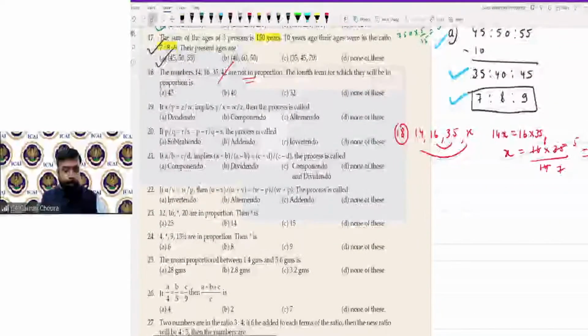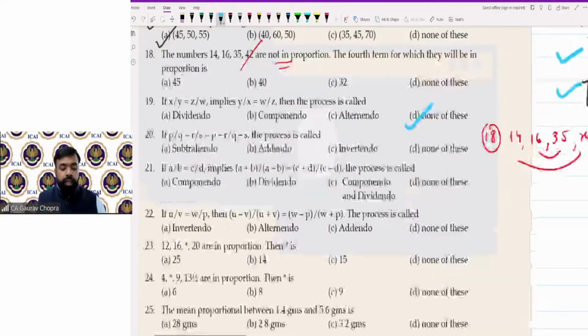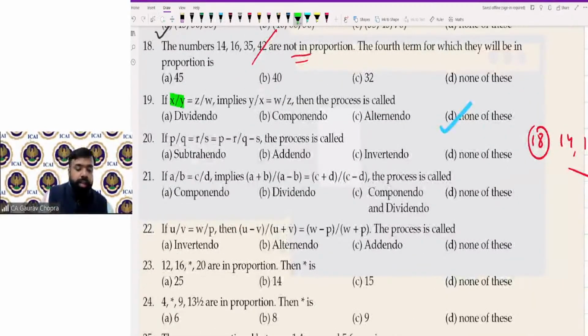Then the next one. So 19, this is a theoretical basic question. X upon Y is equal to Z upon W. Implies Y by X and W by Z. तो दोनों वैल्यू को क्या कर दिया हमने? इनवर्स कर दिया है. So this process is known as invertendo. So which option is correct for question number 19? Option number D, because it is invertendo. दोनों वैल्यू को क्या किया है? इनवर्स. X by Y is written as Y by X. Z by W is written as W by Z. Since we have reciprocated them, we have inversed them, so it is invertendo.